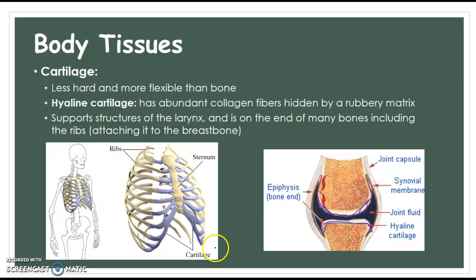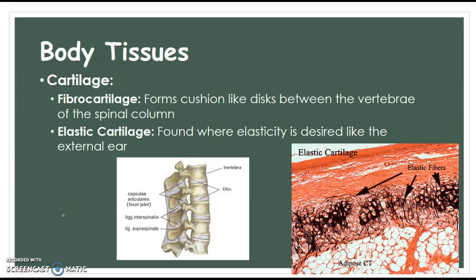We also find hyaline cartilage attaching these ribs right here to the sternum, which is your breastbone. So all this blue material here is hyaline cartilage. Then we have fibrocartilage. Fibrocartilage is going to be found in your intervertebral discs. So between the vertebrae of your spinal column, you have discs that act as shock absorbers. This is going to be your fibrocartilage.